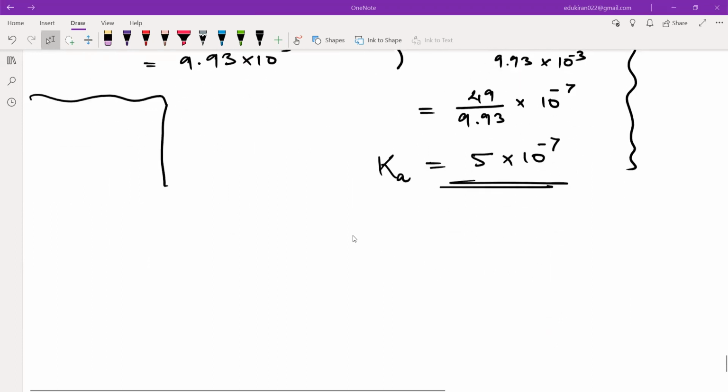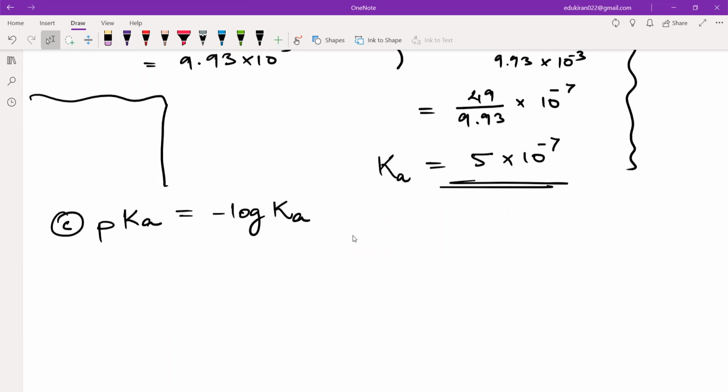Now you calculate the last part. That is the pKa. What will be the pKa for this? Now pKa is equal to minus log of Ka. Calculate this. Send the answer in the chat.